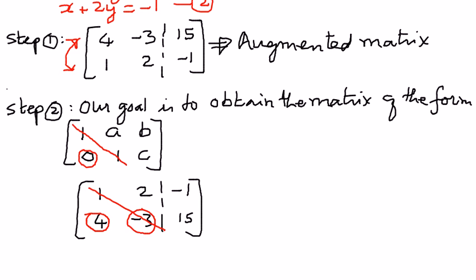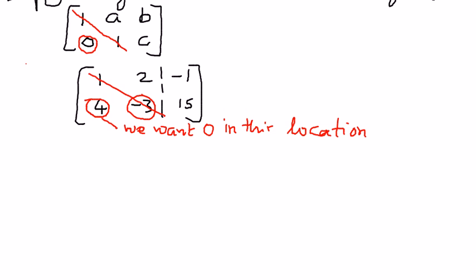So we want 0 in this location. We want 0 in this location, and therefore we're going to use the row operations to be able to achieve that. So we'll call that step number 3, and in step number 3 we're going to perform that operation here, and that is 1 2 -1, and then the operation we're going to do here is as follows.